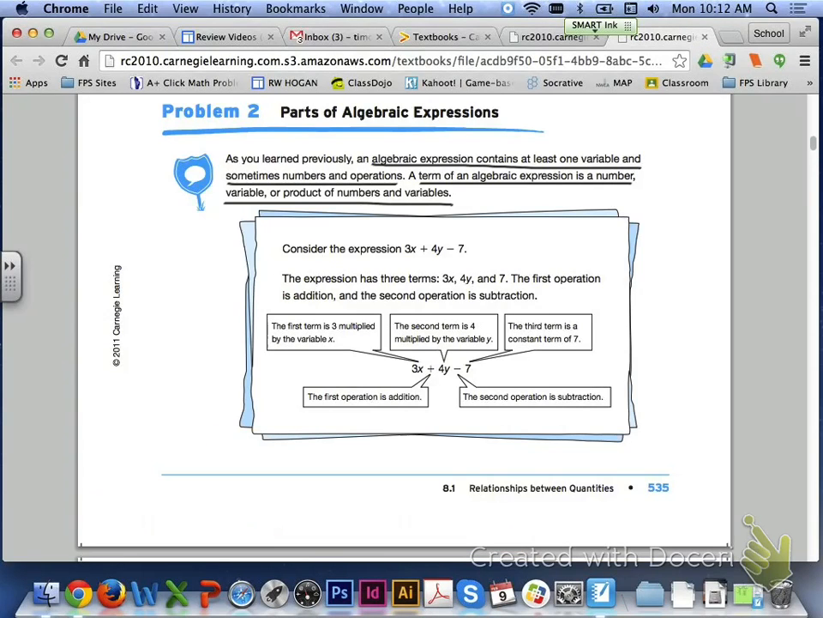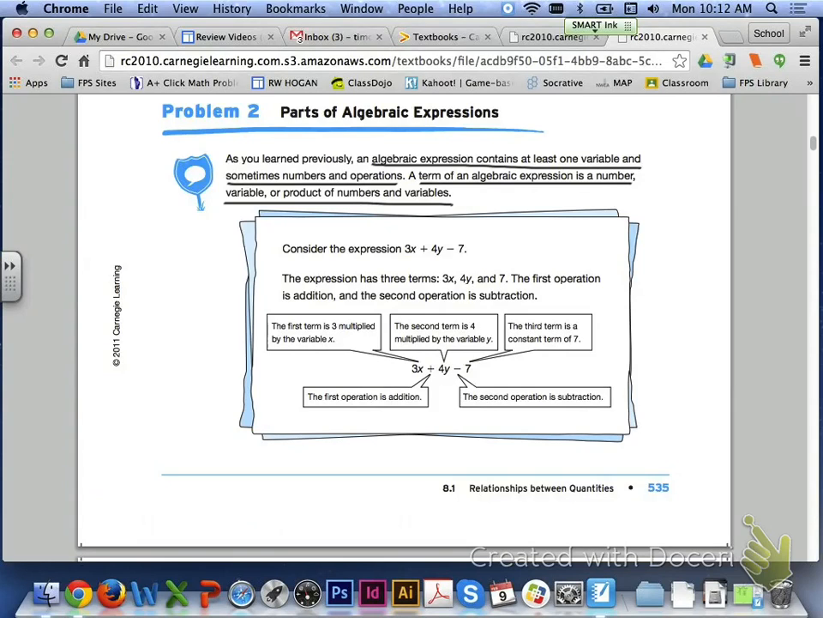Let's take a look at problem 2 at the bottom of page 535, parts of algebraic expressions. As you learned previously, an algebraic expression contains at least one variable and sometimes numbers and operations. A term of an algebraic expression is a number, variable, or product of numbers and variables.